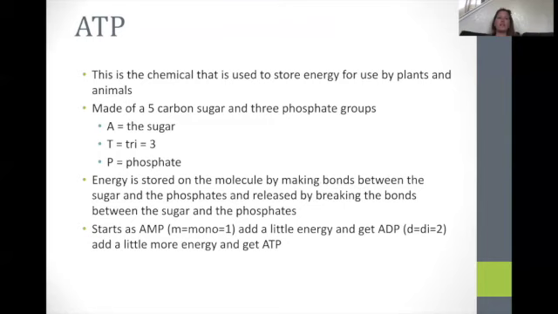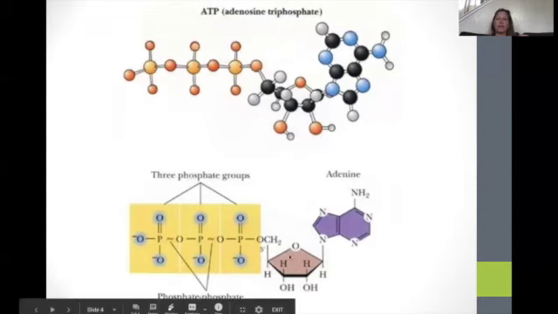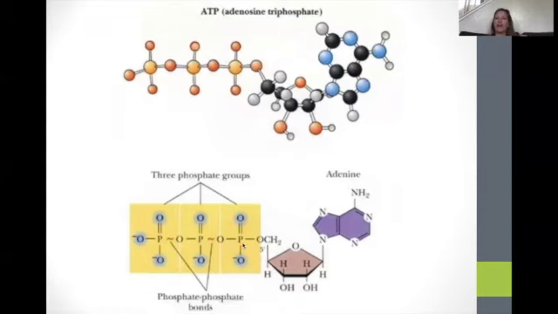So, what is ATP? Let's go a little more in depth on this. It is a chemical used to store energy by plants and animals, and it's made of a 5 carbon sugar and 3 phosphates. The empty molecule is our sugar complex right here and 1 phosphate. Then, if I add a little bit of energy, I add a second phosphate and I make ADP, D standing for di, or 2 phosphates.